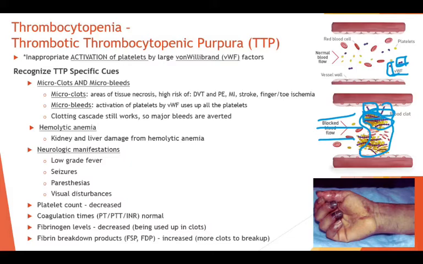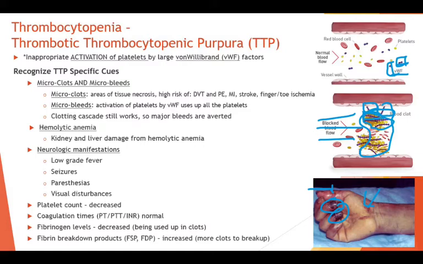So what you see is a mix of tiny microbleeds. You have petechiae, purpura bleeds, and then you have areas of tissue necrosis. And that's what you can see on the hand down here. These are the petechiae and the little areas of hemorrhage here. And then these are areas of tissue necrosis where it's been blocked and the fingertip has actually lost its blood flow to the fingertips from these microclots. So anyway, microclots, microbleeds are the keys of TTP.